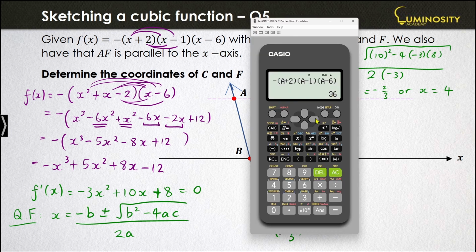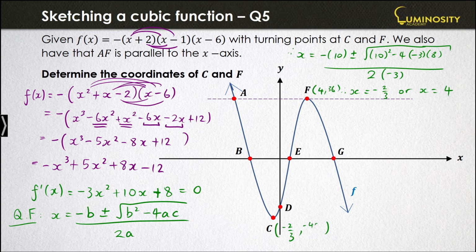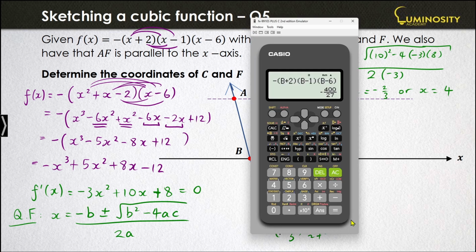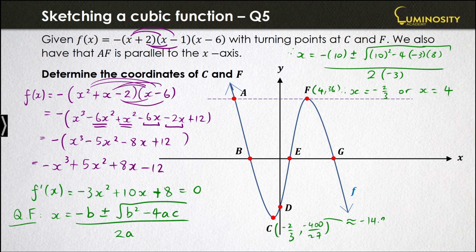Okay, and then same thing here, instead of A's, I'm going to put B's for negative 2/3. Putting all that together, I get negative 400 over 27. That's approximately, let's see on our calculator, about negative 14.81. But I like to leave it in its exact fractional form. So those would be the two coordinates for C and F.